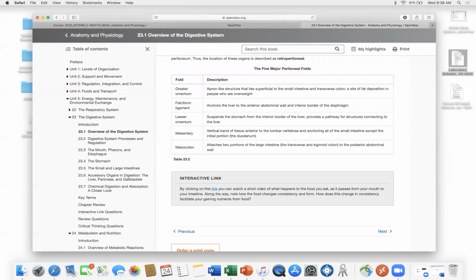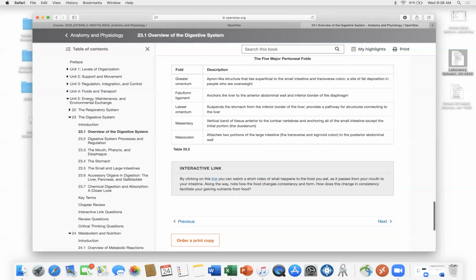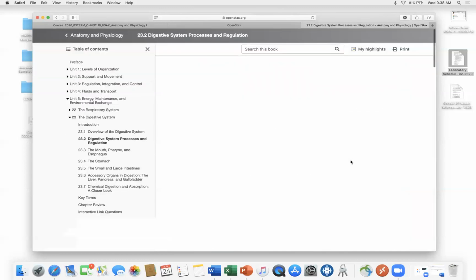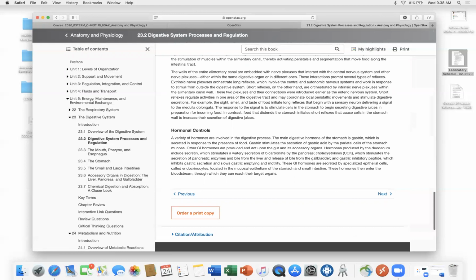Now there's peritoneal folds. So you might hear some of these things. Greater and lesser omentum, falciform ligament. It's the ligament that connects the liver to the front part of the wall of your abdomen. We're going to see that in dissection. Sometimes it's called the mesentery, and a mesocolon is part of your large intestines. But these are nice to know. Don't need to know them exactly right now. But if you're in surgery, you need to know them.